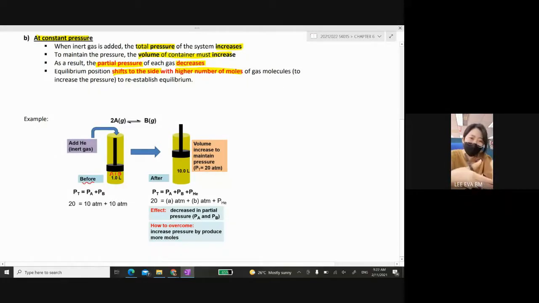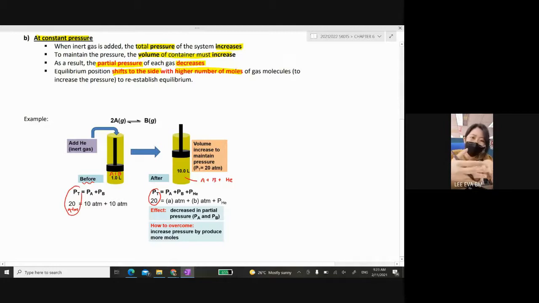So the total pressure before adding the helium: the pressure for gas A and the pressure for gas B, each of them 10 atm. So in total, the total pressure is 20 atm. Now you want to put an inert gas, but this inert gas won't react with gas A or gas B. It's a non-reacting species. So after adding your helium, inside the container I have A, I have B, I have helium.